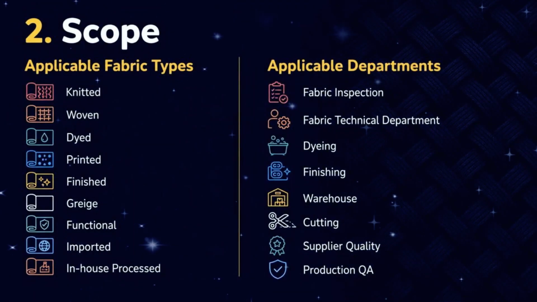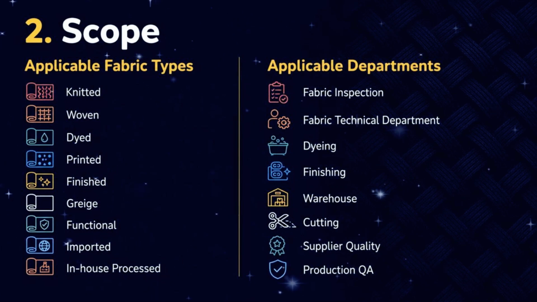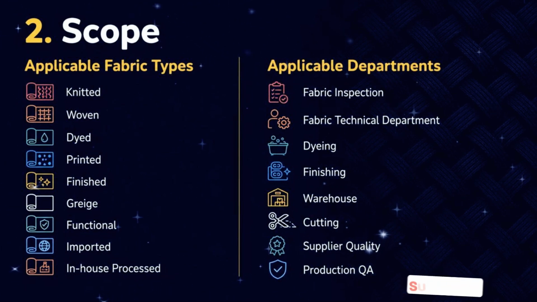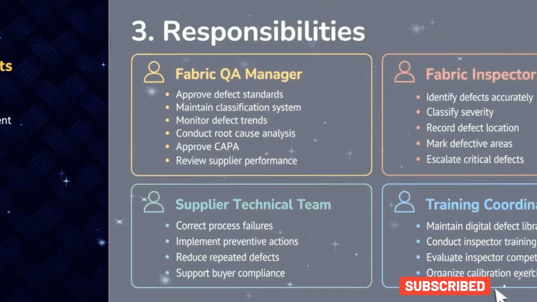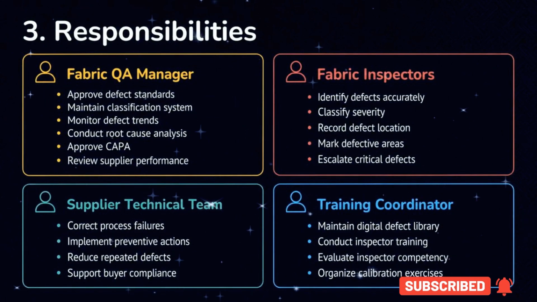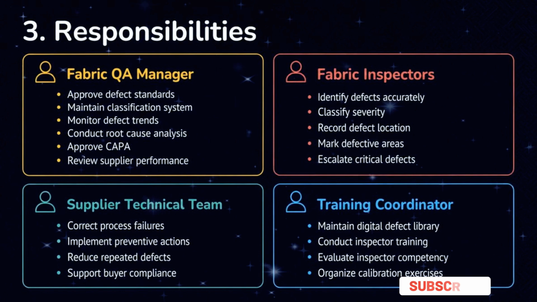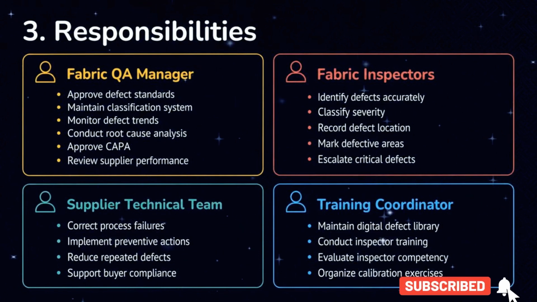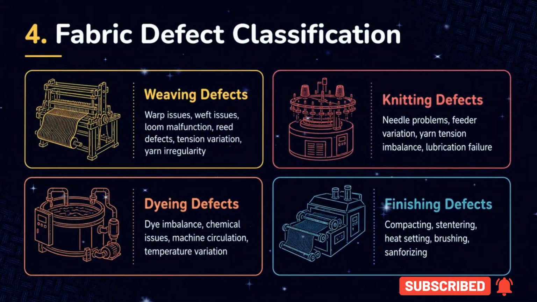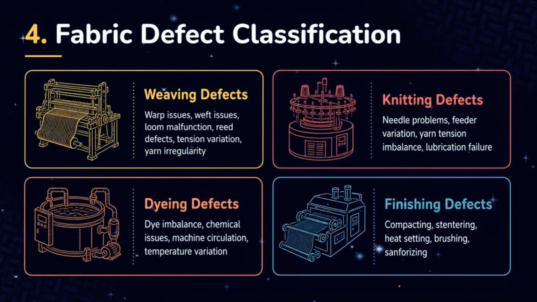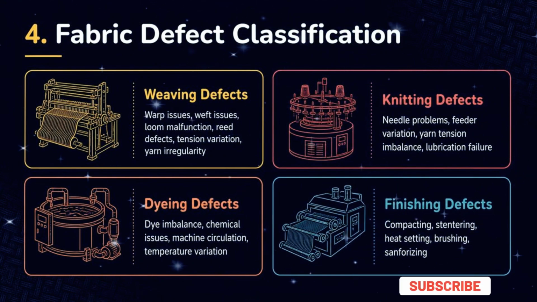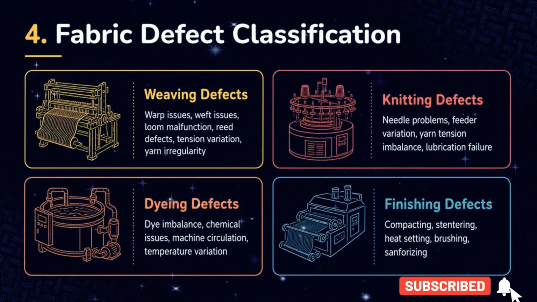This guide applies to all fabric types and all departments involved, from inspection and technical teams to warehouse and production quality assurance. Each role is vital. QA managers oversee standards, inspectors identify and mark faults, technical teams correct processes, and training coordinators maintain our knowledge base. We categorize defects based on their origin, specifically focusing on weaving, knitting, dyeing, and finishing processes.